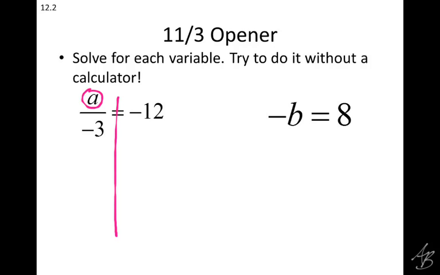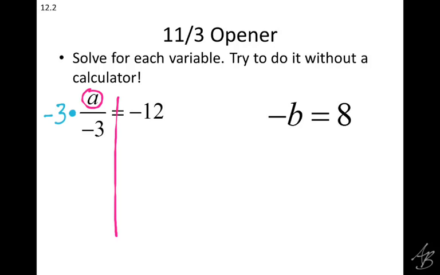So I'm going to draw that line as a reminder, and I need to get rid of that negative 3. So how do I get rid of that negative 3? We're going to multiply, right? This is a division problem, a divided by negative 3, so the opposite of division is multiplication. What am I going to multiply by? Is it 3 or is it negative 3? It's negative 3. A lot of people have trouble with this. Just remember, you have to multiply by the same number you're trying to get rid of.